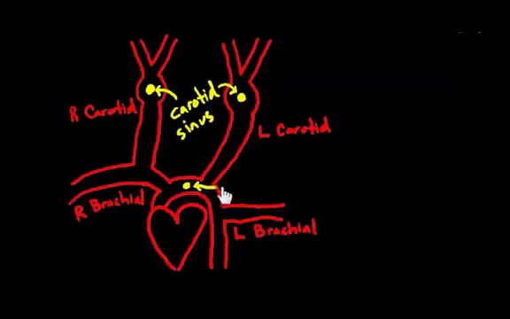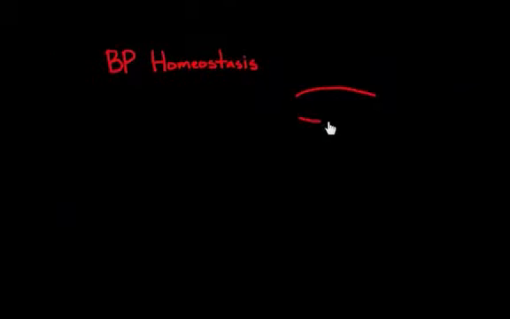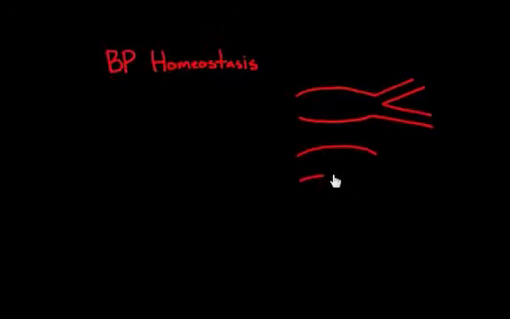Another spot I'm going to talk about in this video is the aortic arch, which is right there. So these three spots, the two carotid sinuses and the aortic arch, are really, really interesting, and they're very important for learning about how it is that our body is able to create balance in our blood pressure.